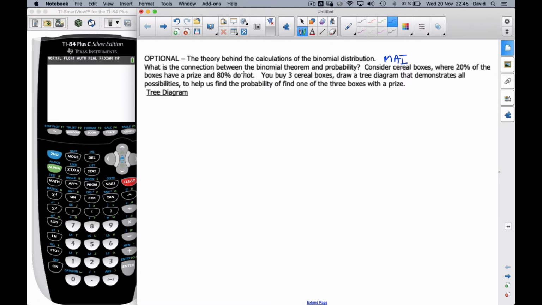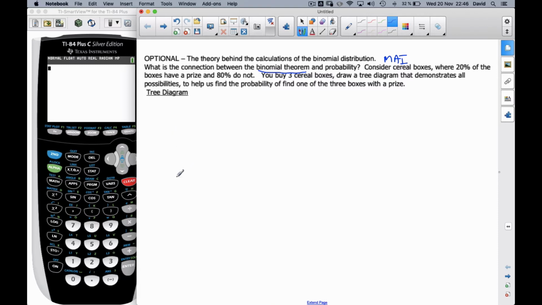We're looking for the connection between the binomial theorem and probability. Well, you may not even know what the binomial theorem is, but hopefully we'll shed some light on what's going on here. Consider cereal boxes, where 20% of boxes have a prize and 80% do not. And I'm going to buy 3 cereal boxes. I'm going to draw a tree diagram to demonstrate all the possibilities.